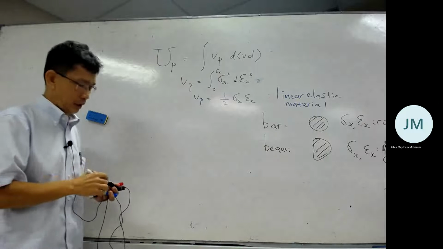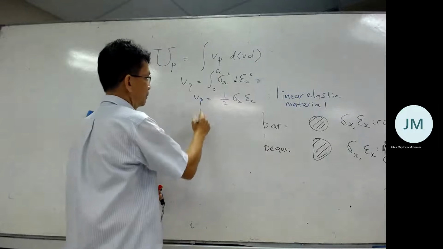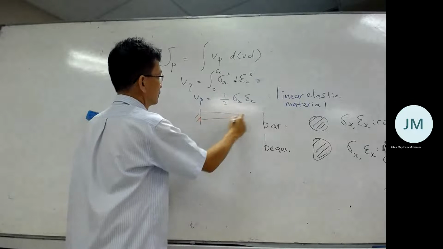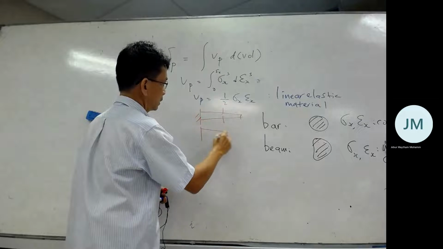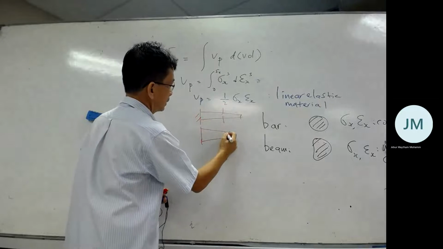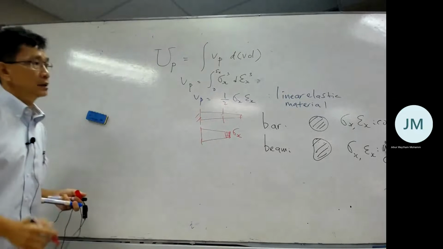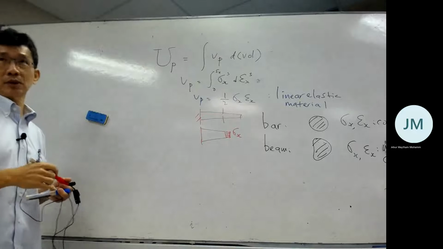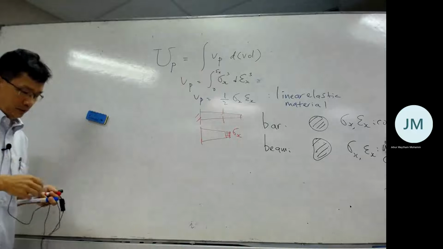Okay. So for the case of bar, you know that if I have a bar here and you cut through this cross section, then over the cross section, the stress and strain are constant. Okay, this is the stress like this, constant. This is the assumption that we make for bar. But for beam, this is for revision.